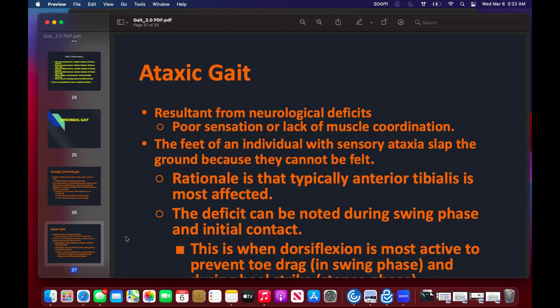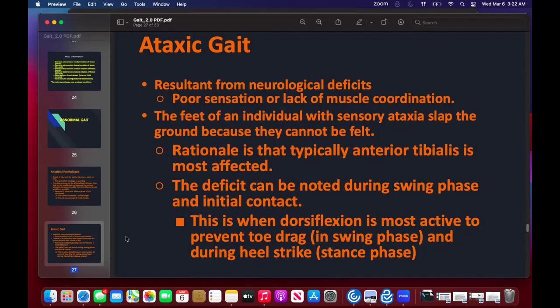Then you have ataxic gait. When we talk about ataxic gait, we'll talk more about this in our neurological section. But ataxic gait is basically uncoordinated gait. It's typically going to be due to a neurological deficit. The example that I give is the sensory ataxia slap. Basically what happens during the stance phase, specifically initial contact, is the individual has uncoordination of the anterior tibialis, so they don't have control to slowly lower the foot, and it actually slaps the floor.